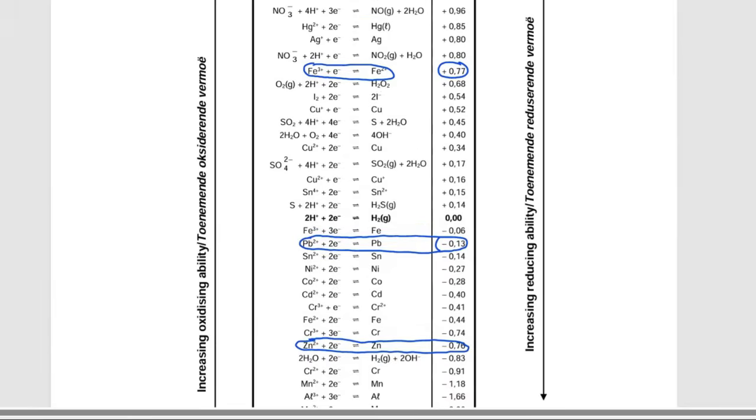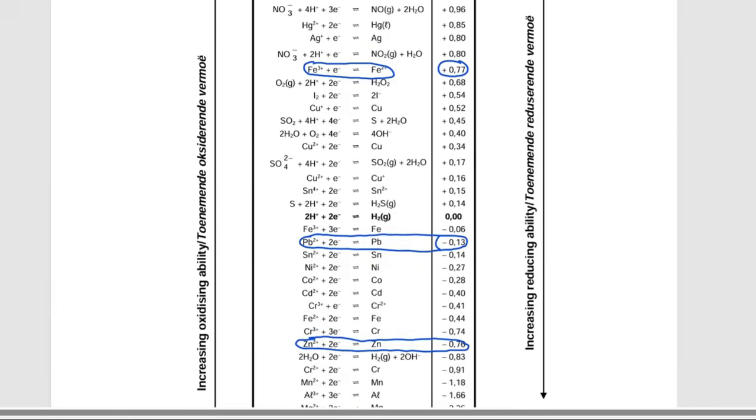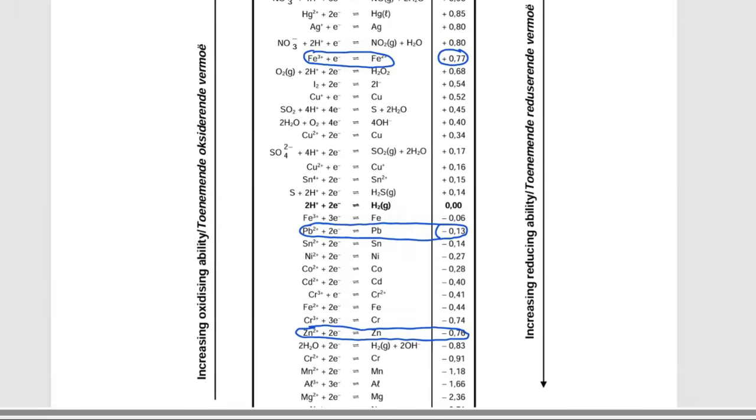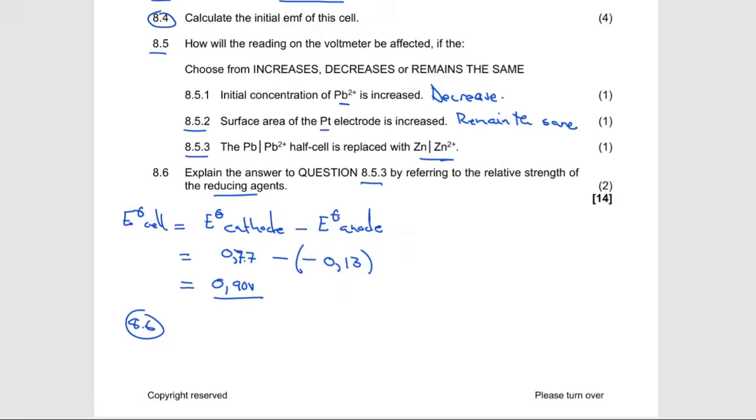So now it says here, going down there, increasing reducing ability. So now it means our zinc is a stronger reducing agent, right? So I'm going to say here is a reason there. I'm going to say zinc is a stronger reducing agent than your Pb, right? Than Pb, right?